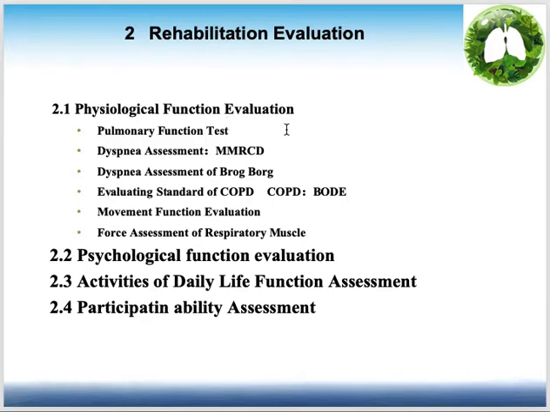Okay, physiological functional assessment. Now, how do we classify the patient? If you can see over here, they have written the BODE score. When I teach COPD, I always talk about the BODE score. Okay, I always talk about the PFTs. All these things, so of course all this evaluation should be done.